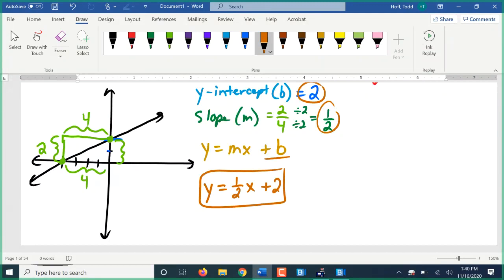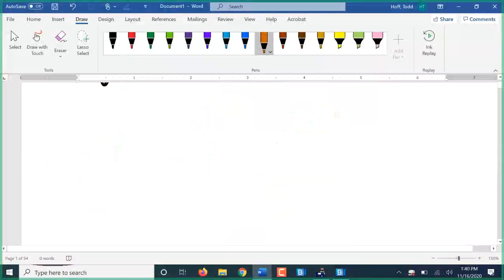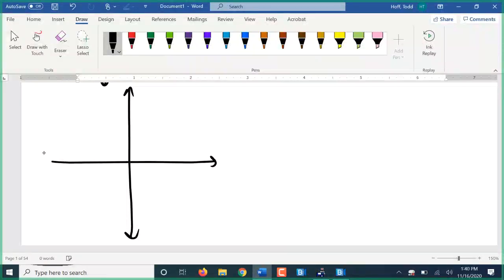I'm going to have you try one in your notes, see if you remember how to do it. Give you a minute or so to find the equation of that line.